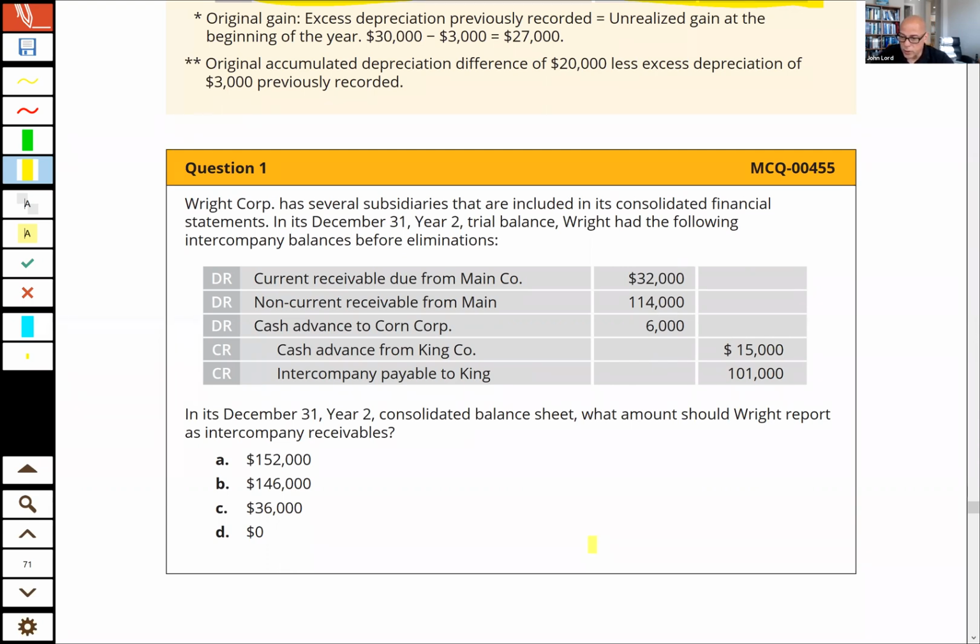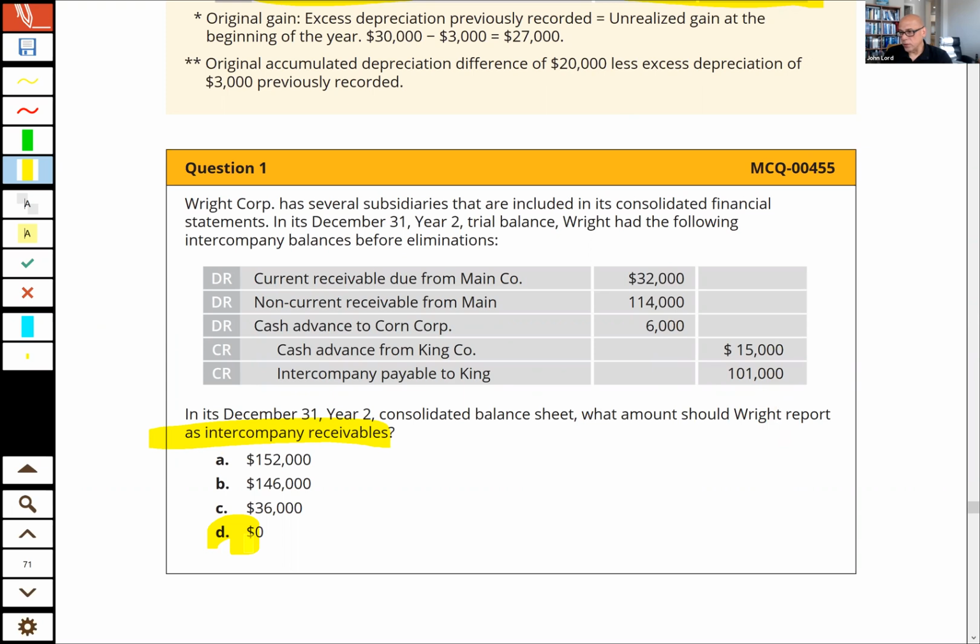The answer here is 0, choice D, because they say to us, what should be reported as intercompany receivables? And the answer is nothing. There is no intercompany receivables reported. They get what? They get eliminated.